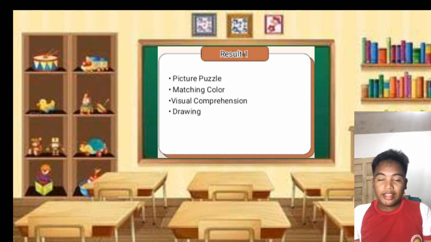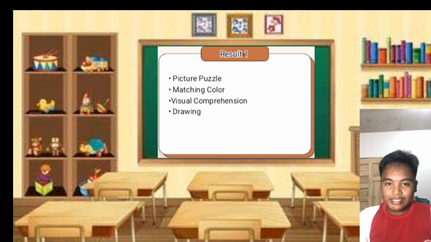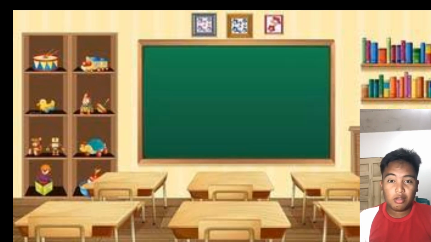As a student and as a future educator, I can say that students easily comprehend visual information rather than verbal information. The fourth is drawing. So drawing is very understandable. The same with matching colors. So I know that you already understand what the two is all about.